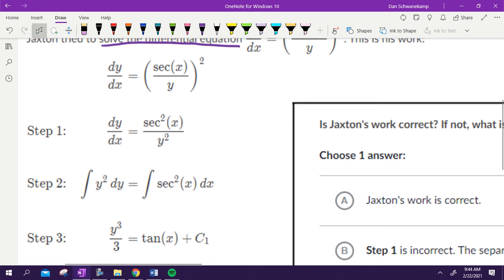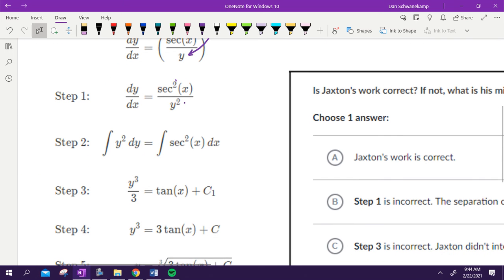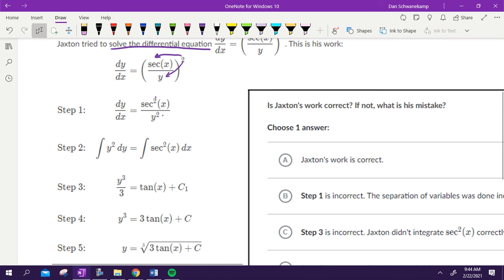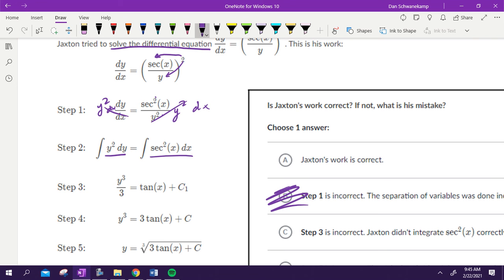Okay, so if we're starting with this one, the first thing they did here is they were like, all right, it's squared, so let's just make both things squared. Secant squared, y squared. It just allows us to then separate the y, because without that, it's really hard to separate. Okay, so step one, the separation of variables. How would I get rid of this y squared? Multiply by y squared, and then divide by dx, or multiply by dx. So over here, that's going to cancel. That's going to cancel. We get this. Y squared dy, secant squared dx. Step one is fine. They separated correctly.